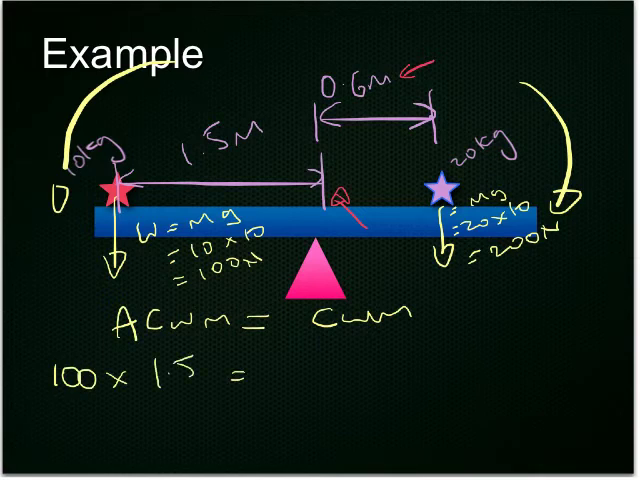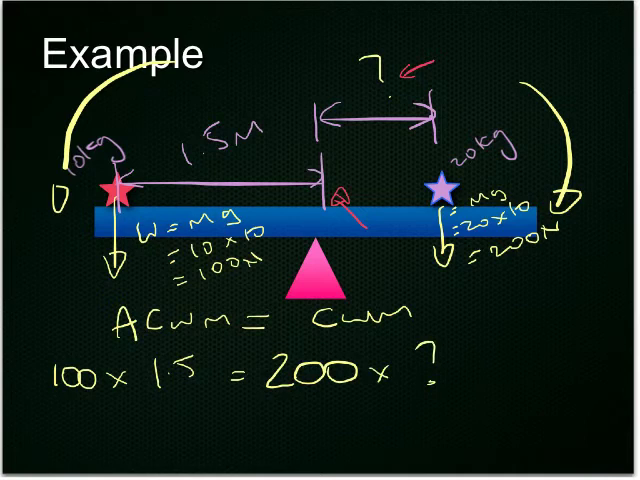It's going to be equal to the other side, which I should really have said I don't know that distance. Oh, silly man, silly man. Okay, we'll put that question mark there. The other side will be 200 multiplied by some unknown distance.